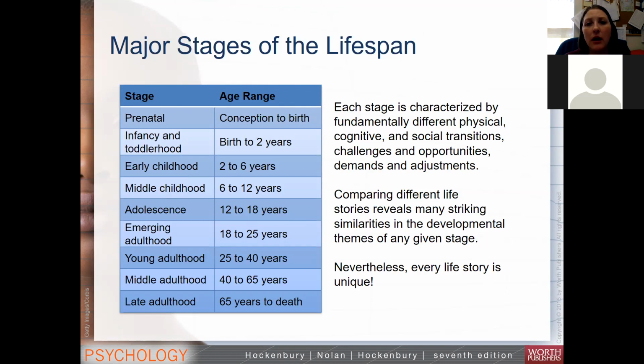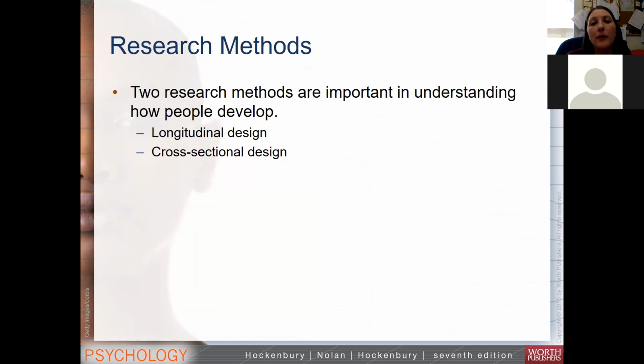For each of these major stages, you're going to see some different milestones, different transitions, challenges. All these different things are different for each of these stages, and so that's what makes them unique amongst themselves. And of course, within these stages, we have even more milestones and challenges and transitions within each stage. These are just the basic major ones that we talk about.